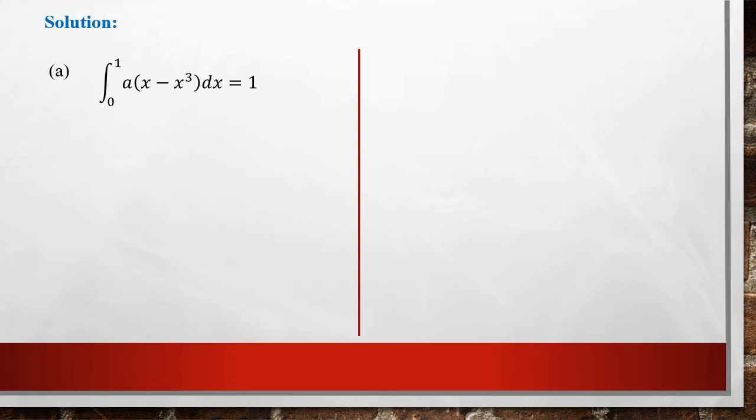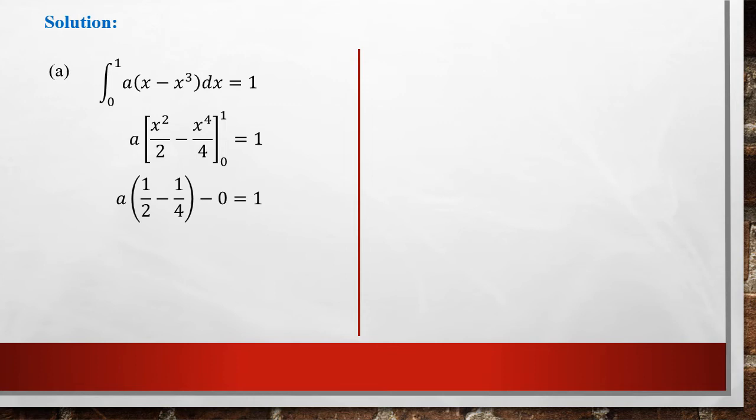Now, after we integrate, what do we get? A is a constant, so we just need to integrate x minus x cubed, which is equal to x squared over 2 minus x to the power of 4 over 4. And then substitute the values from 0 to 1. So we have 1 over 2 minus 1 over 4 minus 0, multiplied by a, which is equal to 1 over 4a equal to 1. So a is equal to 4.